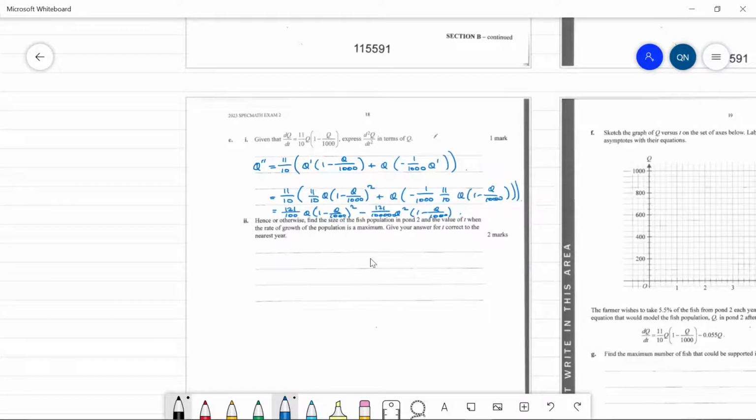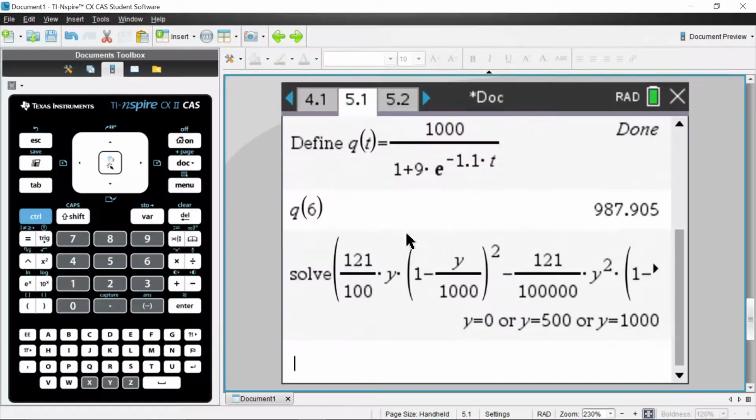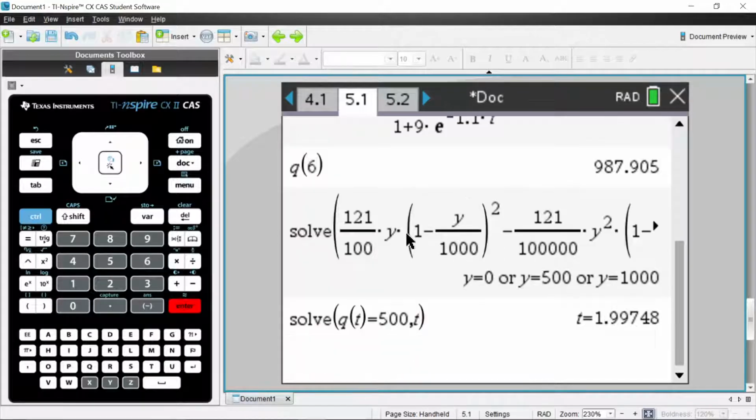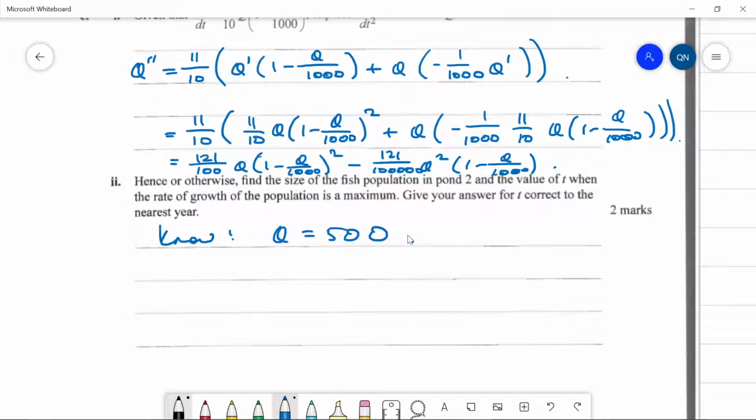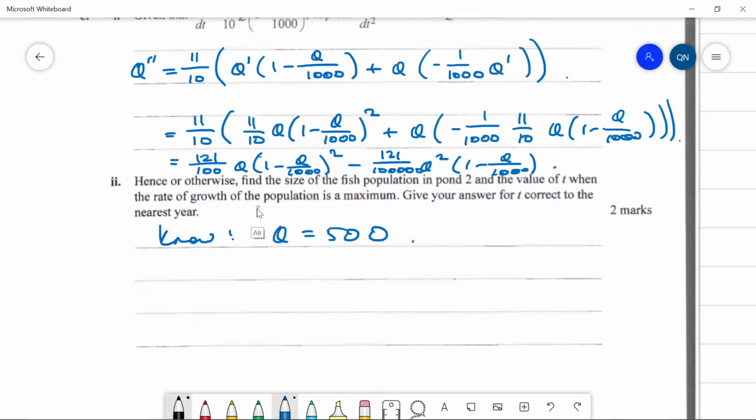So let's see. We know that Q equals 500. So we just got to solve for that. So solve Q of t equals 500 with respect to t. 1.997. Nearest year, so t equals 2. Right? So therefore, t equals 2. Find the size of the fish population in pond 2 and the value of t. Yep, that's it there. 500 and t equals 2.